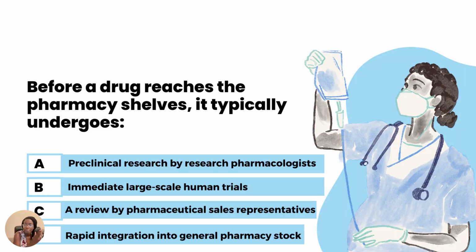Okay, let's look at some practice problems as we round up. Before a drug reaches the pharmacy shelves, it typically undergoes... You will get the answer in five, four, three, two, one. The correct answer is A, preclinical research by research pharmacologists. So before a drug reaches the general public, it undergoes rigorous testing which starts with preclinical research.